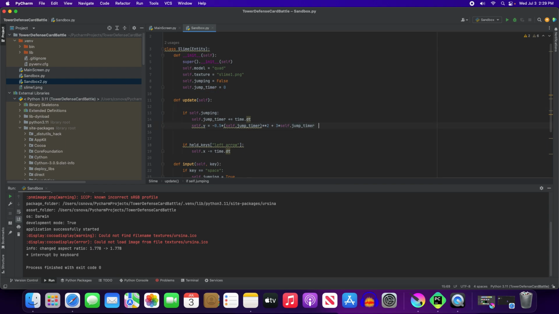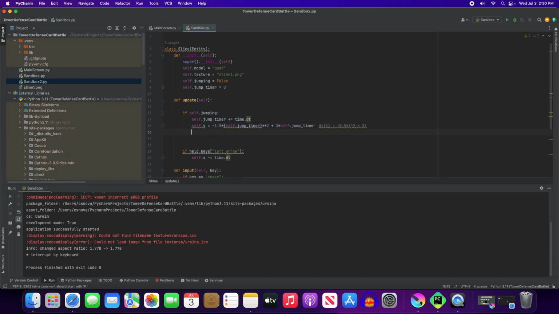So basically what this is, is a quadratic formula. Let's call it S of t is equal to negative 0.5 t squared plus 3t. This is a quadratic function, which shows us the vertical position of the slime based on the jump. Now, a few things. One, I felt like negative 0.5 was way too slow. So let's just increase that by a lot.